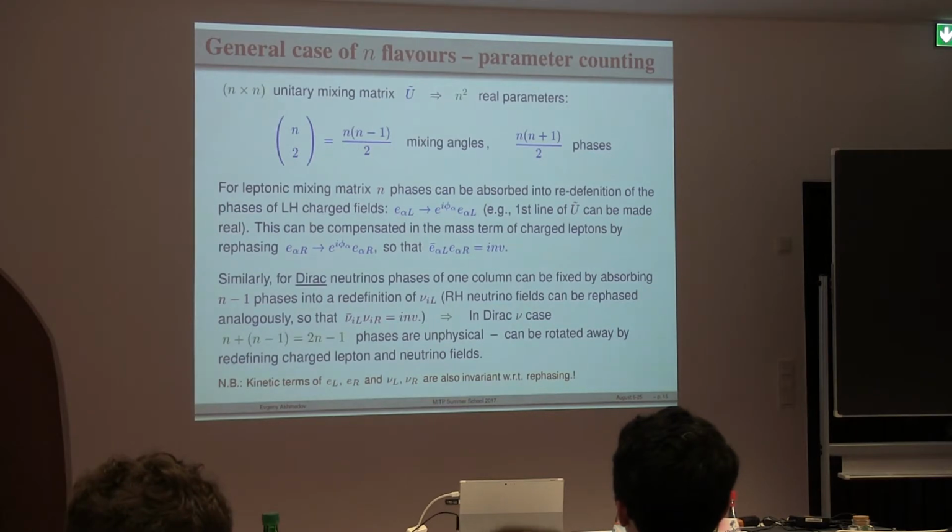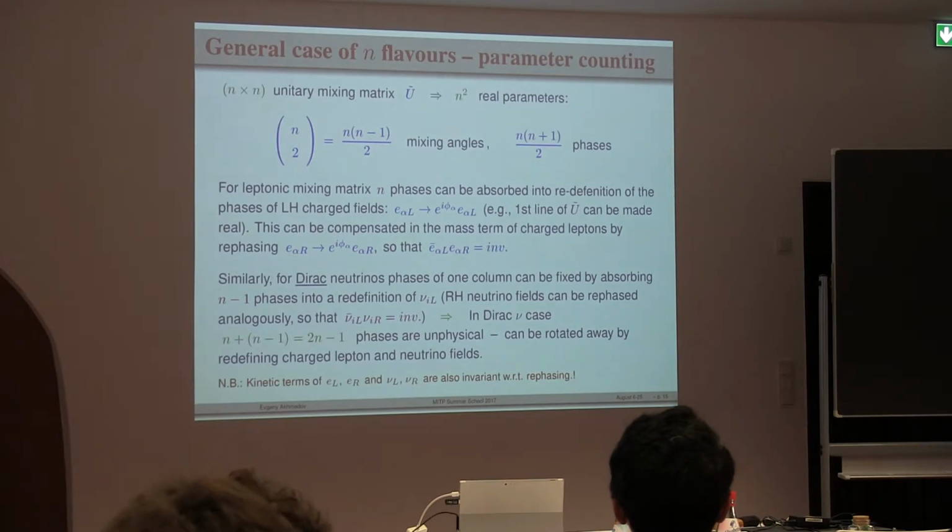Why is it so? When we first transform the charged lepton fields, we fix the phase on one line in the mixing matrix. When we transform the neutrino fields, we fix the phases of one column. But on the intersection of this line and this column, the phase is already fixed. We can no longer modify it. Therefore, we can only modify phases of n minus 1 neutrino fields. And therefore, the total number of phases which can be removed by this is n plus n minus 1. So altogether, 2n minus 1 phases are unphysical in the case of Dirac neutrinos.